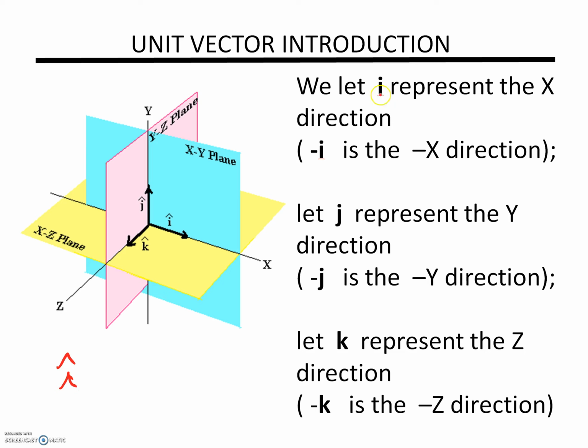In print text, we use bold to indicate a unit vector, but when writing by hand, we indicate it with that little hat, little caret above the letter. That's a unit vector. A regular vector would be A with just a straight line above it like that. j is the positive Y, minus j would be the negative Y. k is coming out of the page, represents the Z direction, and minus k is the minus Z direction.